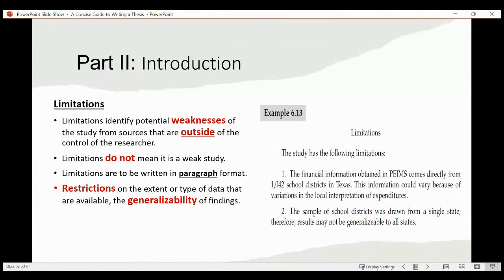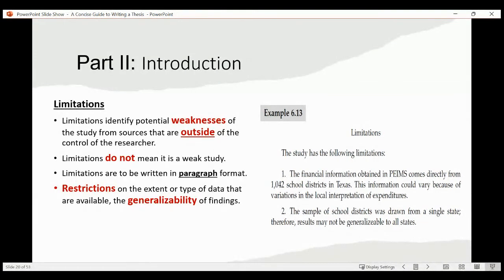Limitations. What we mean by limitations is to identify potential weaknesses in your study. Keep it in your mind: having weaknesses doesn't mean that your study is weak or not good, because not all elements are under control. Some of the factors may affect your study. For example, restrictions. Well, I only have 5 students. Why? Because I'm investigating the male section. This is one of the limitations that you might have in your study.